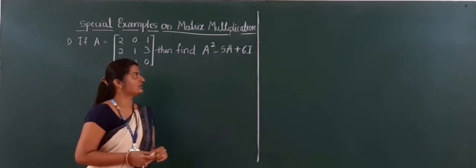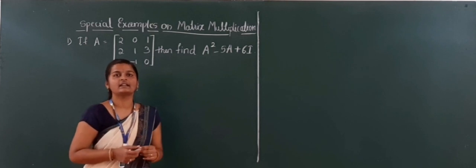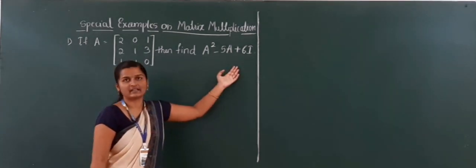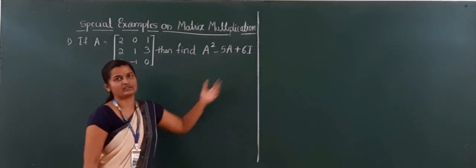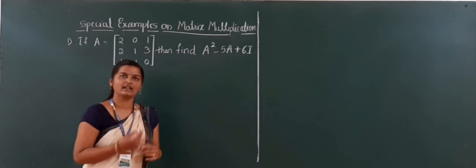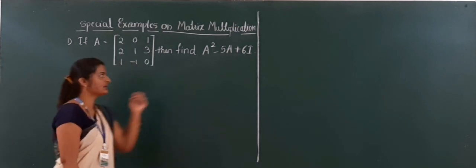They have not given any order. That means we have to consider the order as the question requires. So according to the question we have to take the identity matrix, either 2 by 2 or 3 by 3 and so on. Okay, so we will solve this.